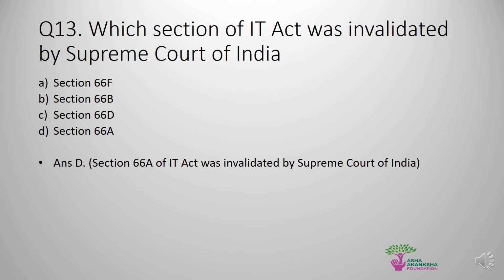The next question is, which section of the Information Technology Act was invalidated by the Supreme Court of India? Options are A. Section 66F, B. Section 66B, C. Section 66D, or D. Section 66A. The correct answer is D, that is Section 66A. This section was invalidated by the Supreme Court of India. Let's now see what the section is.